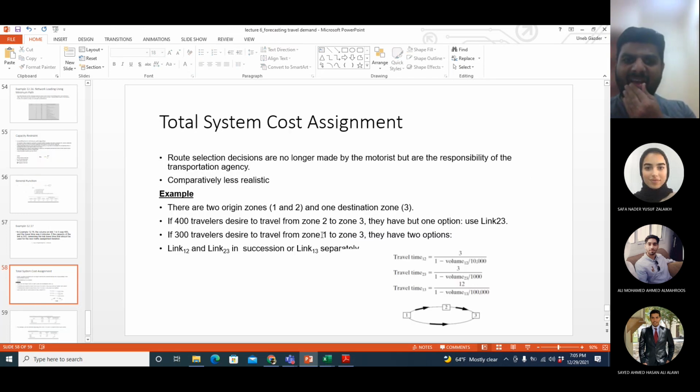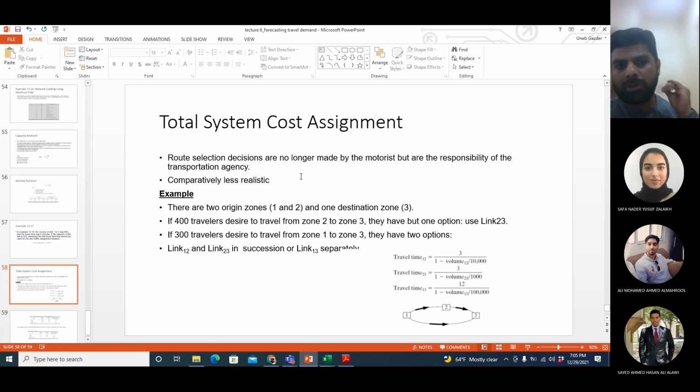Then we have a slight variation known as total system cost assignment. In total cost assignment, we are saying the motorist will not choose the route, but the highway authority is choosing the route for him or her. The highway authority is telling or forcing him to use a particular route to go from point A to point B.